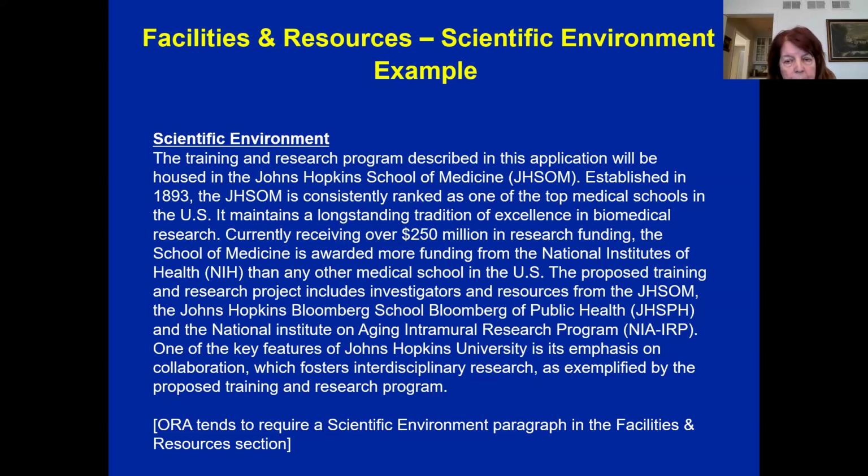The proposed training and research project includes investigators and resources from the School of Medicine, the School of Public Health, and in this instance, the NIA. One of the key features of Johns Hopkins University is its emphasis on collaboration, which fosters interdisciplinary research as exemplified by the proposed training and research program. So it's not very long. If you're reading this, you know right away that this application involves investigators from all these different institutions. And then it's giving this little tweak at the end about how much value people put on collaboration and interdisciplinary research, which was particularly relevant for this grant.